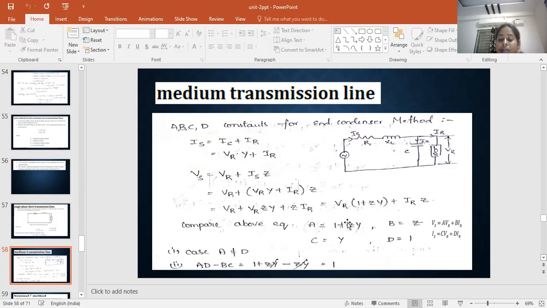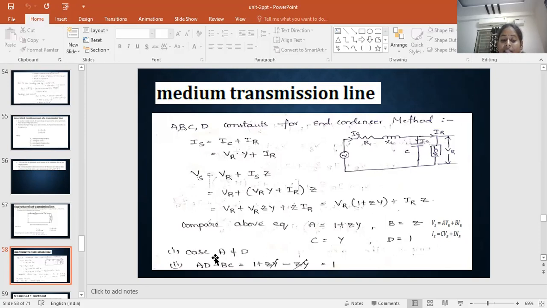So A equal to 1 plus ZY and B equal to the IR product, that is nothing but Z. And C is equal to the VR product, which is nothing but Y. Here the VR product is Y, so C equal to Y. And the IR product is D, and here the IR product is 1, so D equal to 1. Comparing these two expressions, we can get the ABCD values.